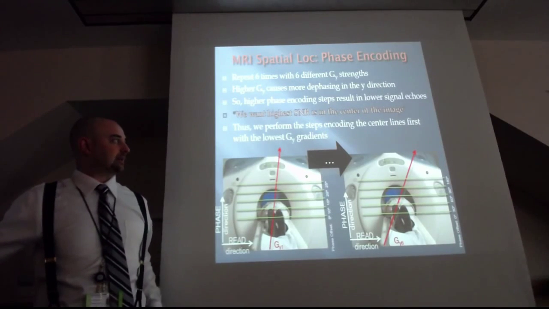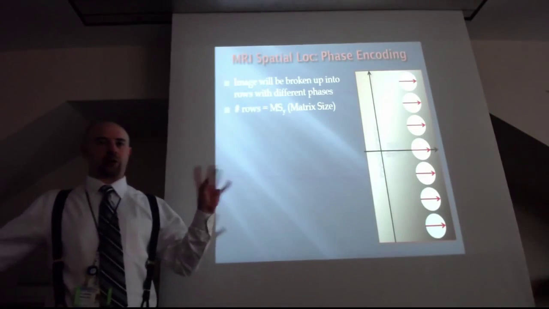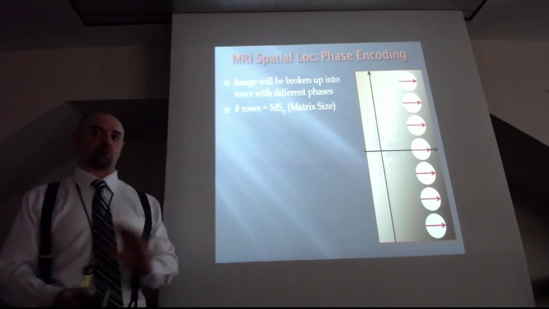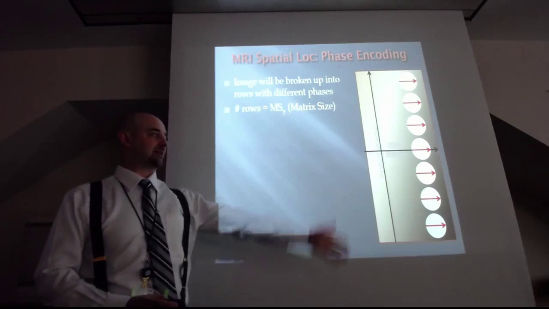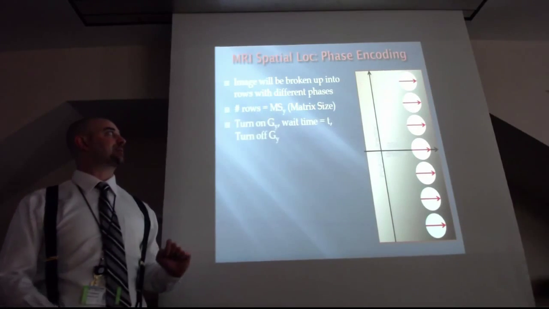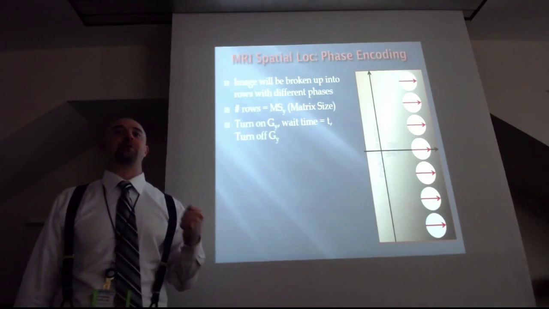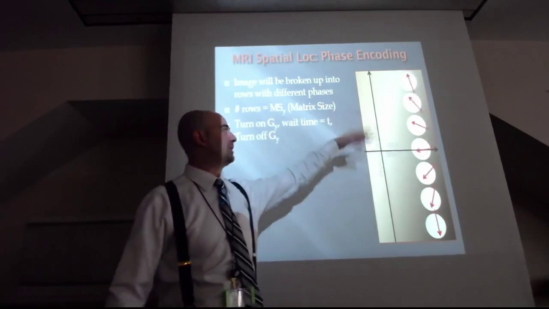All right, let's keep moving and try to get an idea for what's happening. Again, the image is broken up into different rows with different phases by the phase encoding gradient. Here we've selected 7 instead of 6 different rows. Again, that's your matrix size in the y direction. Now, you turn on the phase encoding gradient, you wait a certain time, and then you turn it off. I put this on repeat, so they're kind of skipping around.